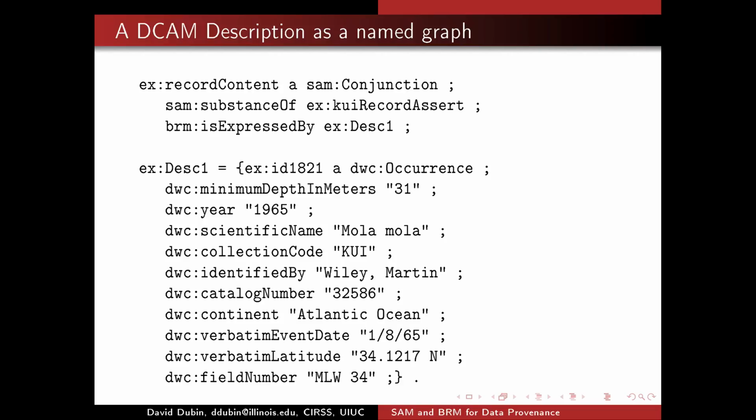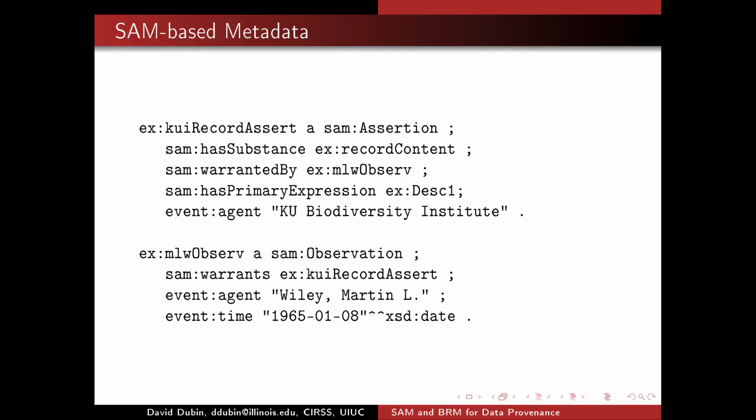The other relationship that you see above, SAM substance of, is going to connect that propositional content to a particular assertion event by data stewards who are receiving and curating that data. And on this slide, we see the assertion event. We know that the agent here of this event is the KU Biodiversity Institute.